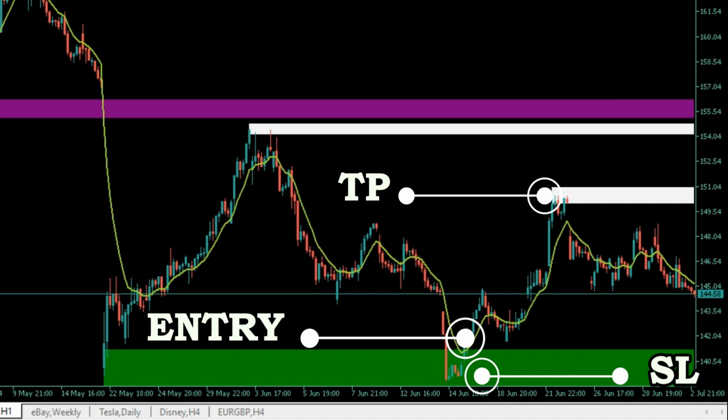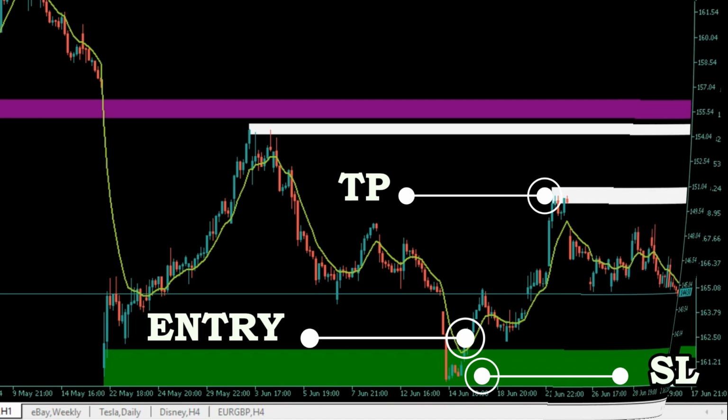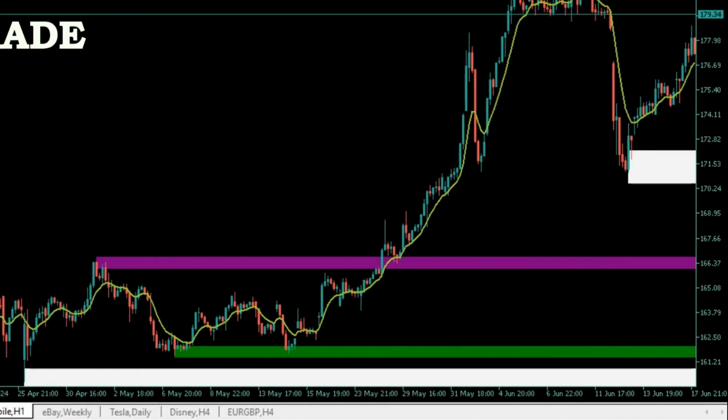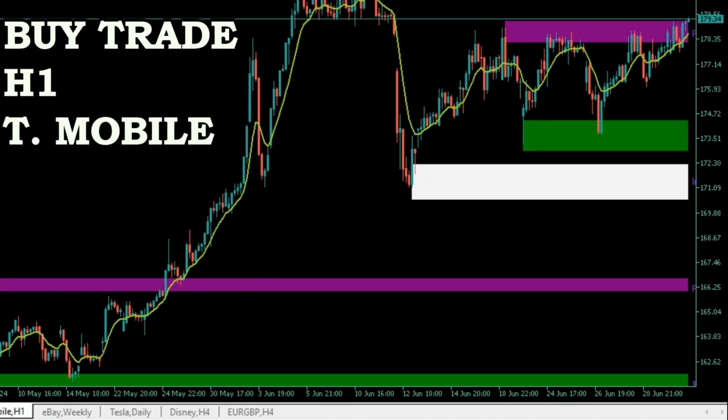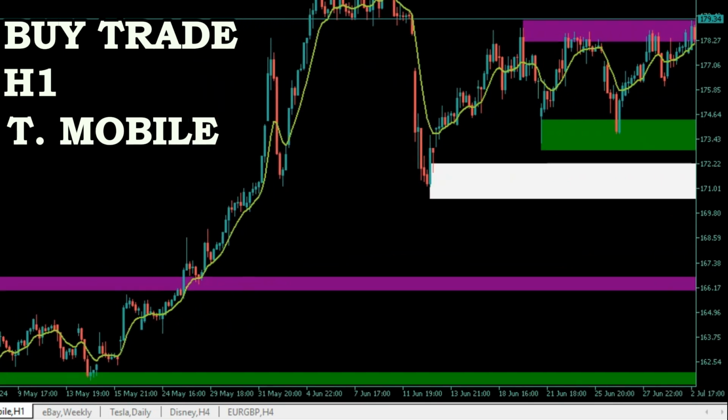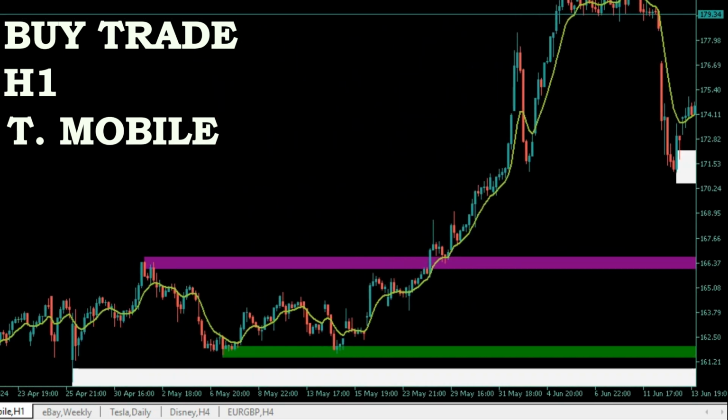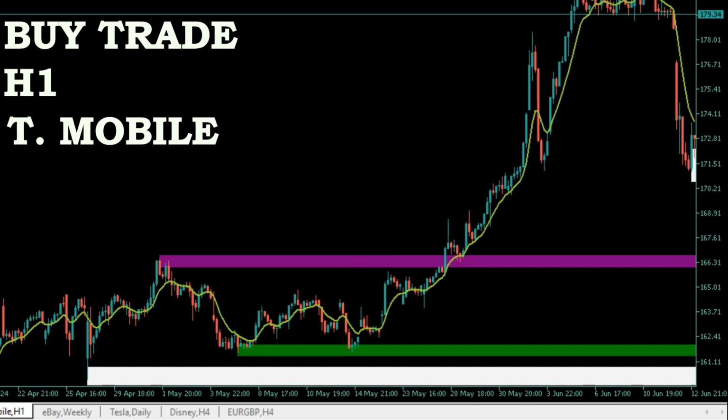Well, now let's flip onto the next chart and take a look at this second illustration. This is an H1 chart for T-Mobile. As you can see, we have different zones, but we said we shall only be focusing on the key zones, which is the green and the red. Since we are buying, we shall be focusing on the green zone.